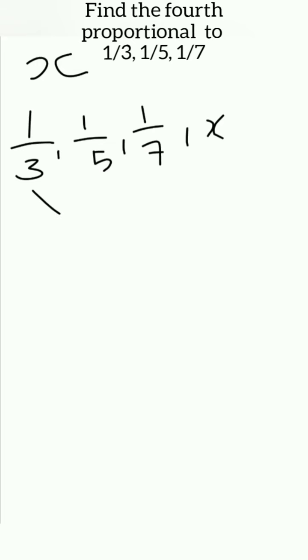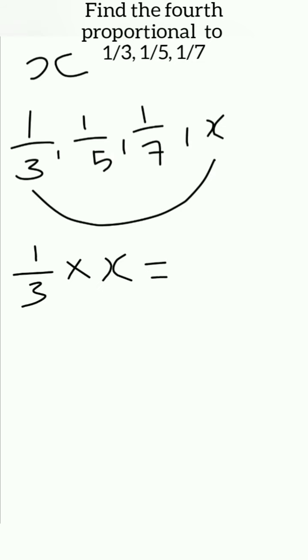Then the numbers 1 by 3, 1 by 5, 1 by 7 and x are in proportion. And we know that in a proportion, product of extremes is equal to product of means. Here which are the extremes? 1 by 3 and x. So 1 by 3 into x will be equal to the product of means. Here which are the means? 1 by 5 and 1 by 7. So 1 by 5 into 1 by 7. So here we need to find out the value of x, because the fourth proportional we are taking as x. Now we can solve this equation.